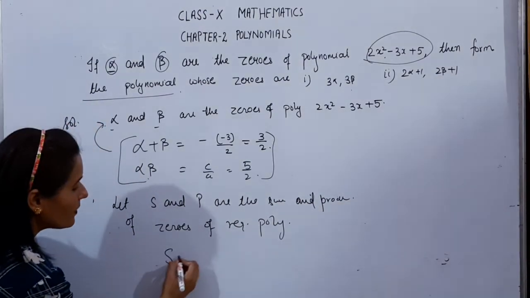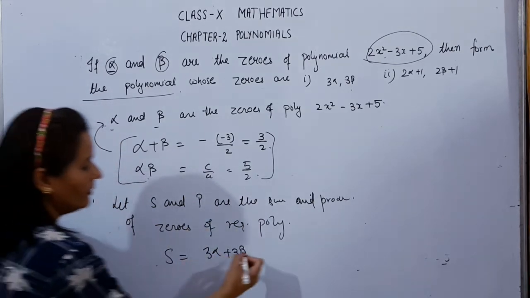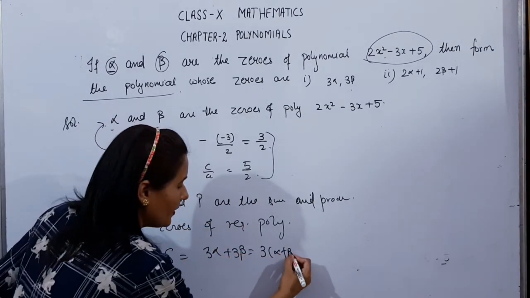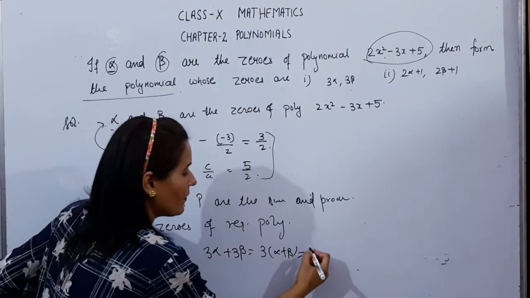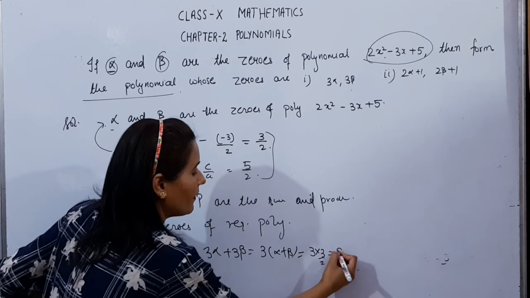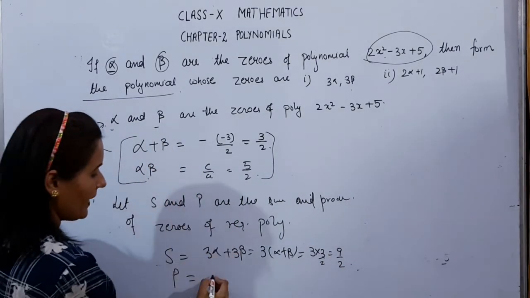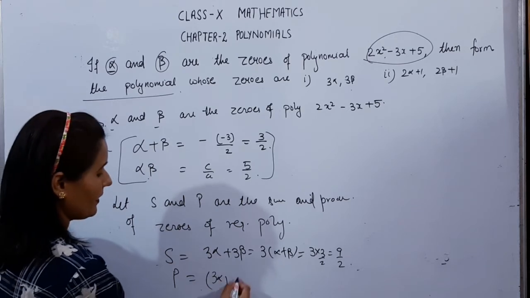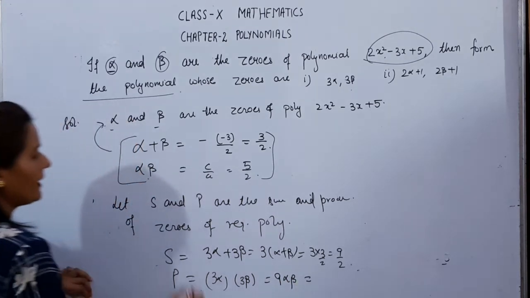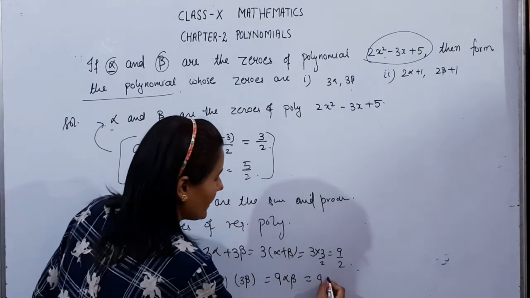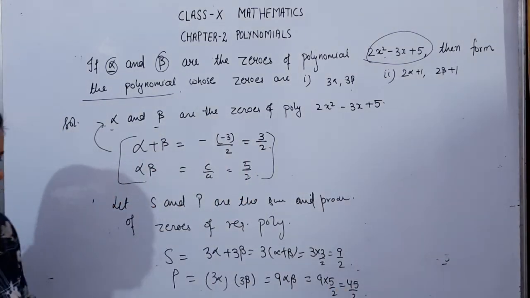So, S will be equal to 3 alpha plus 3 beta. Take 3 common, alpha plus beta. This alpha plus beta we can substitute from above, that will be 9 by 2. P is the product of 3 alpha and 3 beta. It will be 9 alpha beta. Its value we can write from above, 9 into 5 upon 2, that is 45 by 2. I hope it's clear, right?